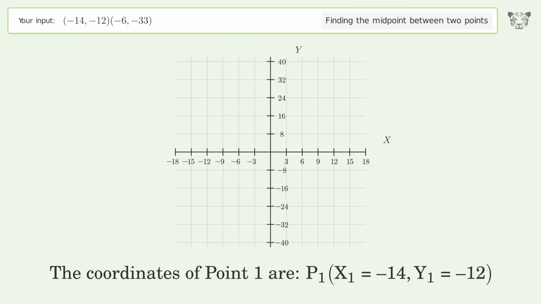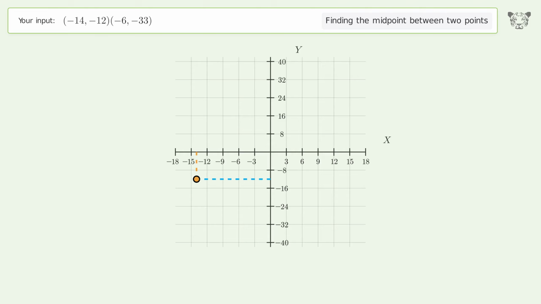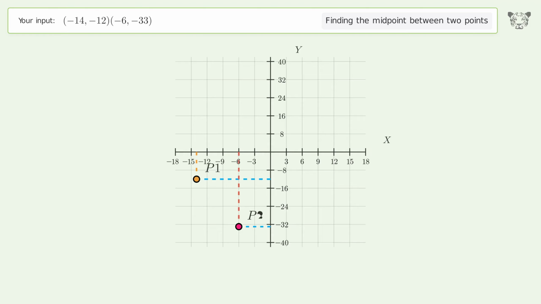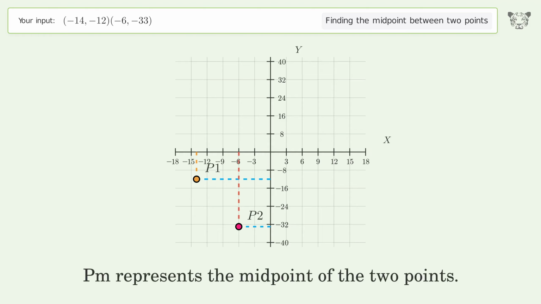The coordinates of point 1 are, x1 equals -14, y1 equals -12. The coordinates of point 2 are, x2 equals -6, y2 equals -33. PM represents the midpoint of the 2 points.